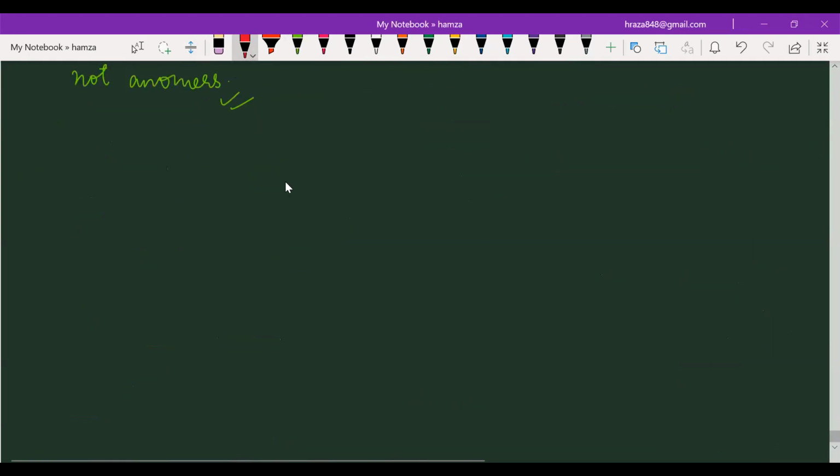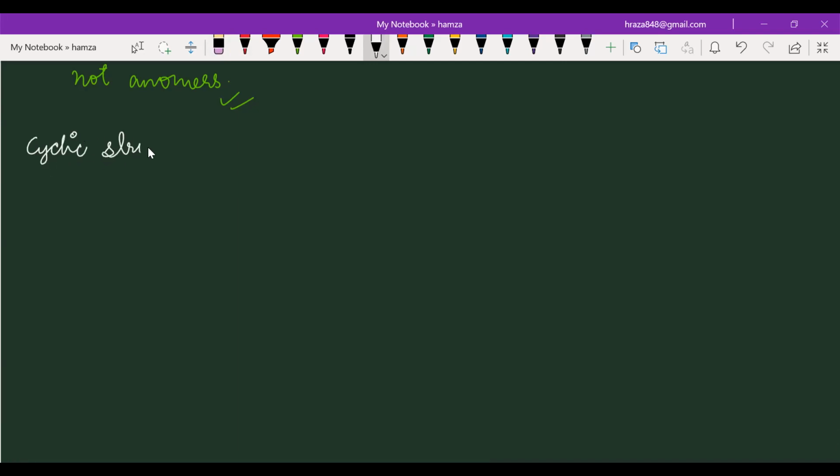Now see, we are going to learn about not sucrose, basically this alpha beta glucose, fructose. So I'm going to give you the cyclic structure of fructose. So see what the cyclic structure of fructose is.